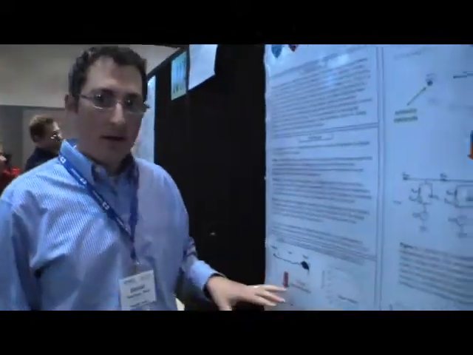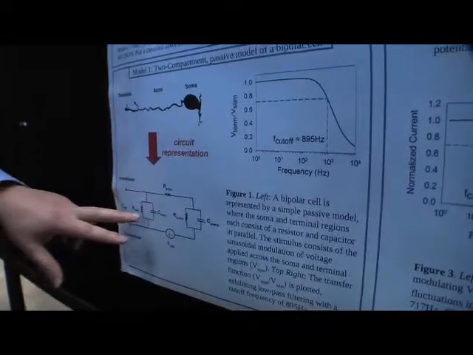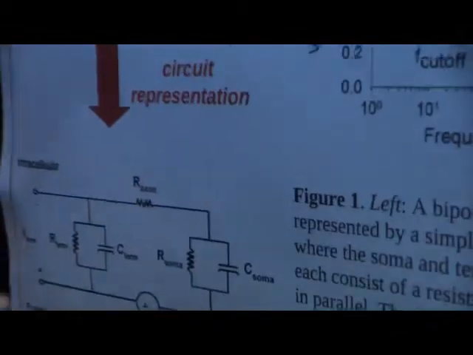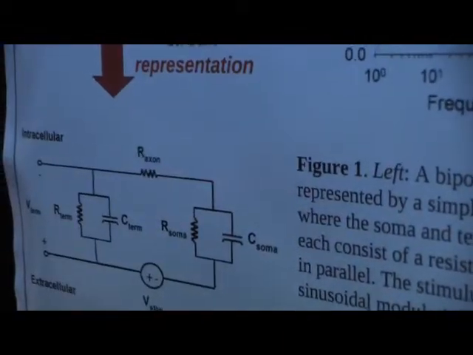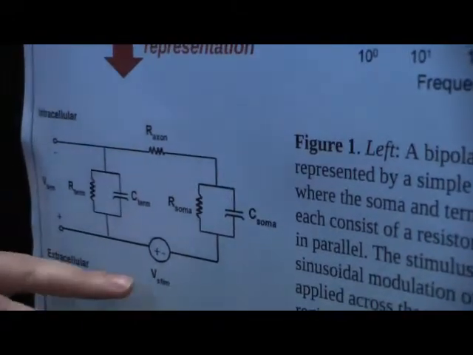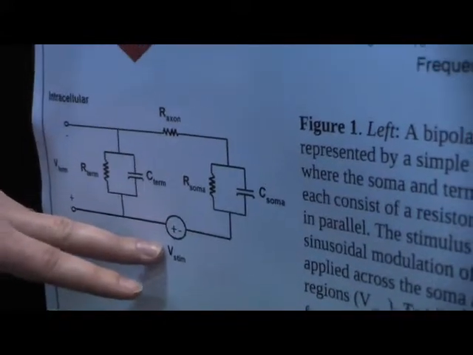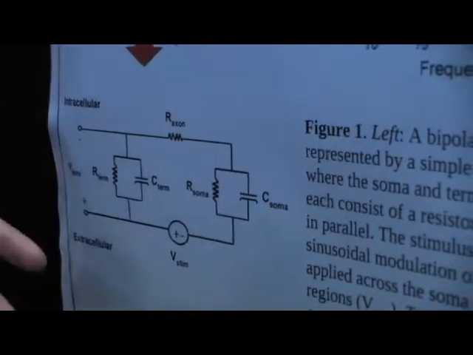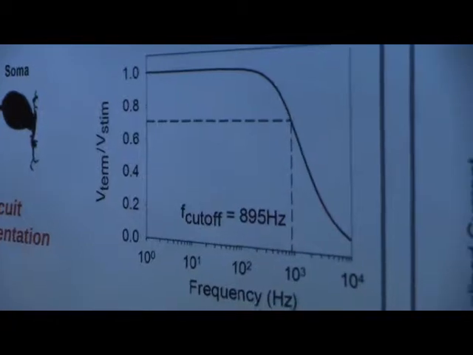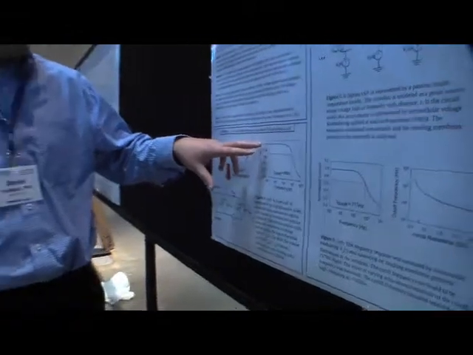The first model that we have here is just a basic two-compartment model with a single compartment representing the axon terminals, and another compartment representing the soma. These are connected by just a single resistor representing current flow along the axon. The extracellular stimulation is represented by this battery here, V-stim. We will modulate V-stim sinusoidally across a range of frequencies, and not surprisingly, we get just a low-pass filtering. So the resistive and capacitive properties of the membrane of this very simple model result in this low-pass shape.